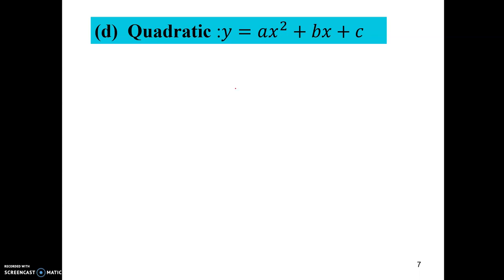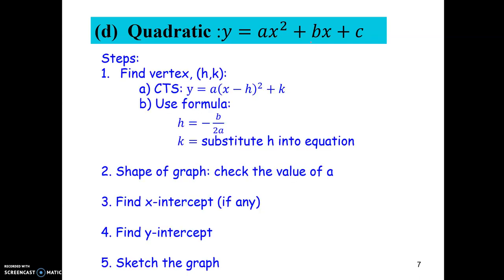Okay, so the next graph is a quadratic graph where we have y equal to ax squared plus bx plus c. So the first step is we have to find what is the vertex for this graph. So we have two methods over here. You can choose any of them. The first one is by completing the square. We're going to write it as y equal to a(x minus h) squared plus k, and then we're going to compare with this formula so we can get the h and the k.